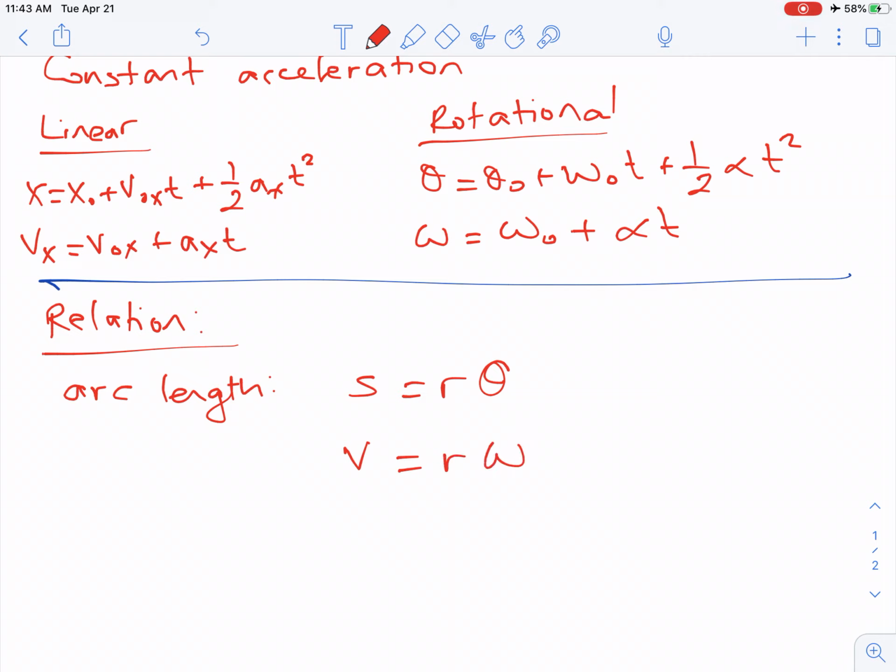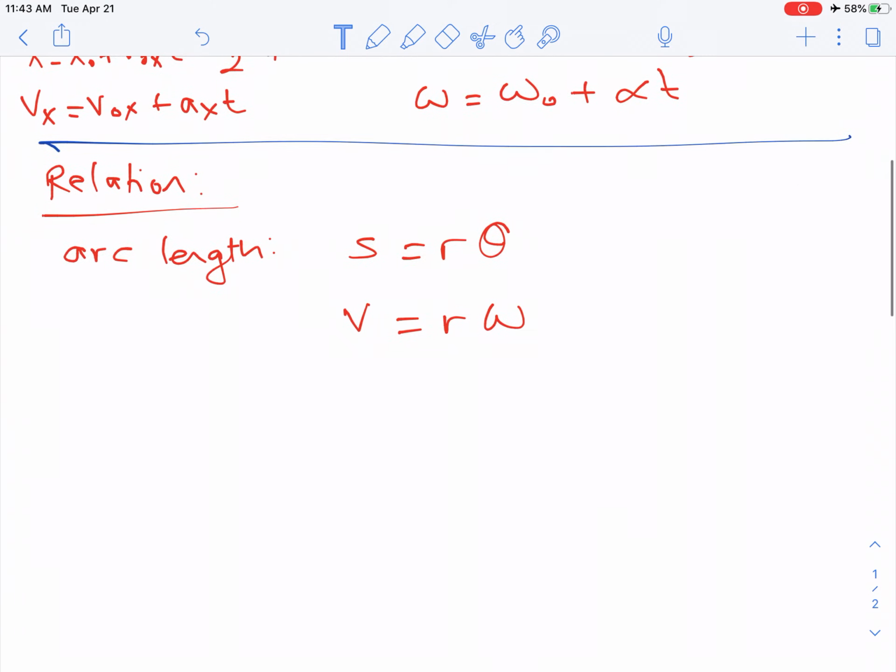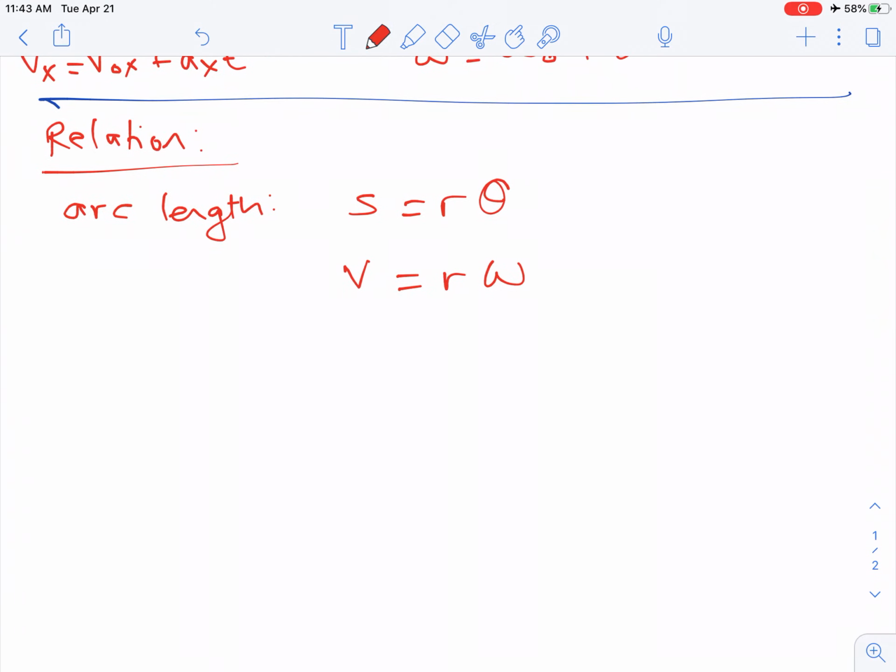And r was constant, so we put it out, it was a constant in the derivative, right? And then we did take another derivative, and we got acceleration on the left side because dv over dt is acceleration. R was still constant, and d omega over dt is alpha. But we learned about two different accelerations, right? We had a translational one and a radial. So which one is this?